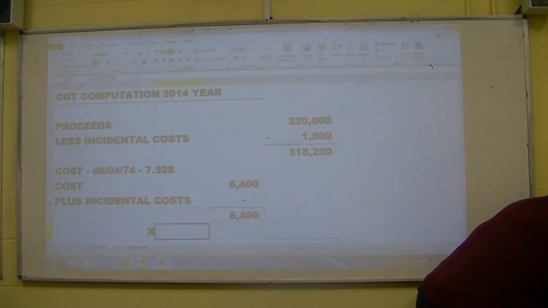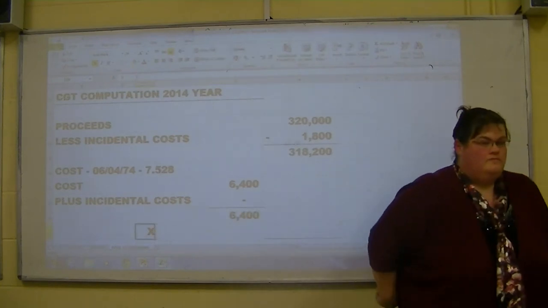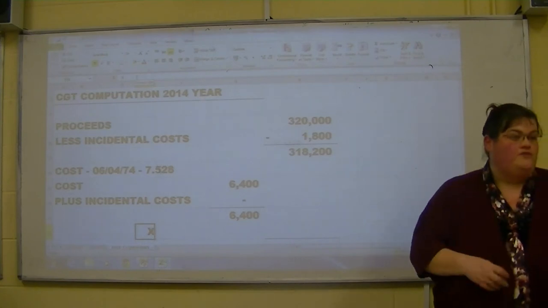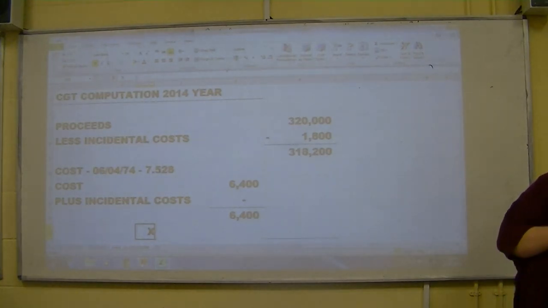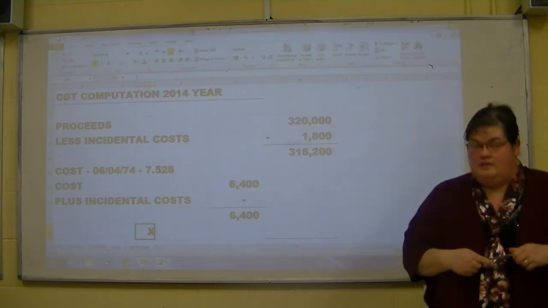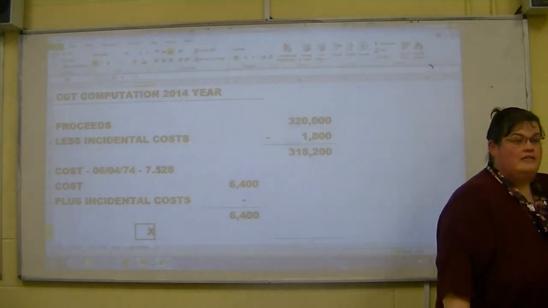So you're saying there that you're not taking when it was purchased? Yeah, it's 74 because there was no capital gains before 6th of April 74. So 6th of April 74 is the date you go from. Yeah, so everything was revalued at that point? At that date, yeah.